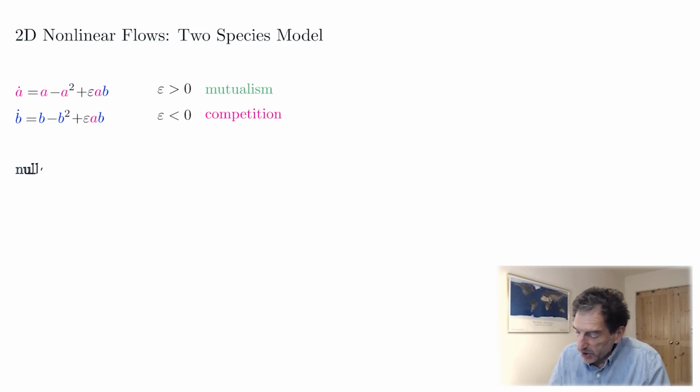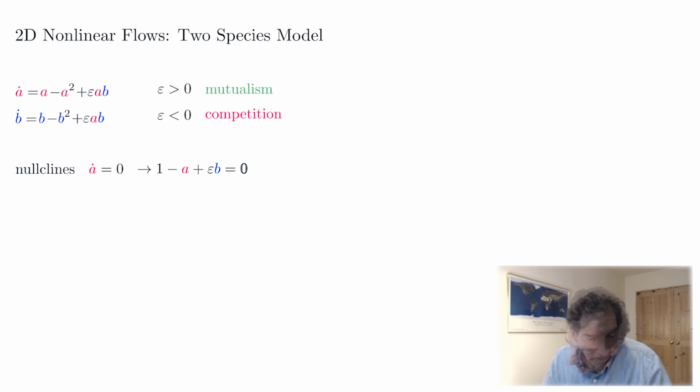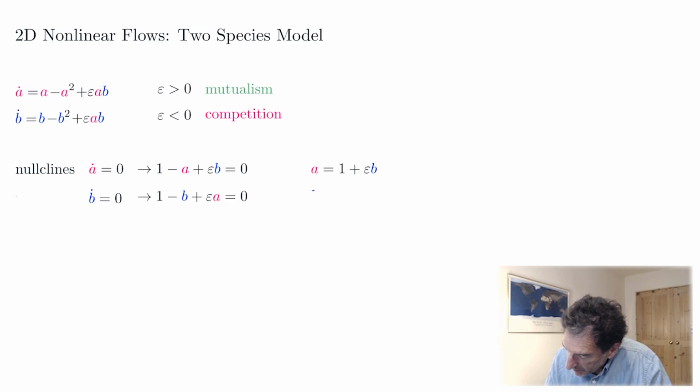So to analyze the system, let's first look at the nullclines. Setting A dot equal to 0, we get 1 minus A plus epsilon B equal to 0, or A is equal to 1 plus epsilon B. And similarly, setting B dot equal to 0 gives me 1 minus B plus epsilon A equals 0, and so B is equal to 1 plus epsilon A.